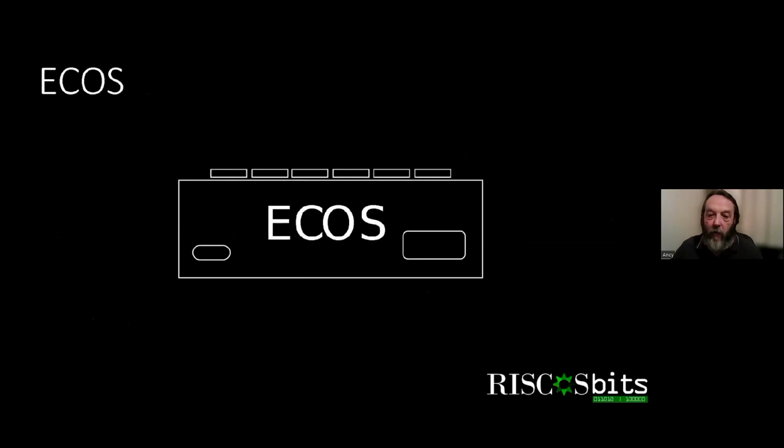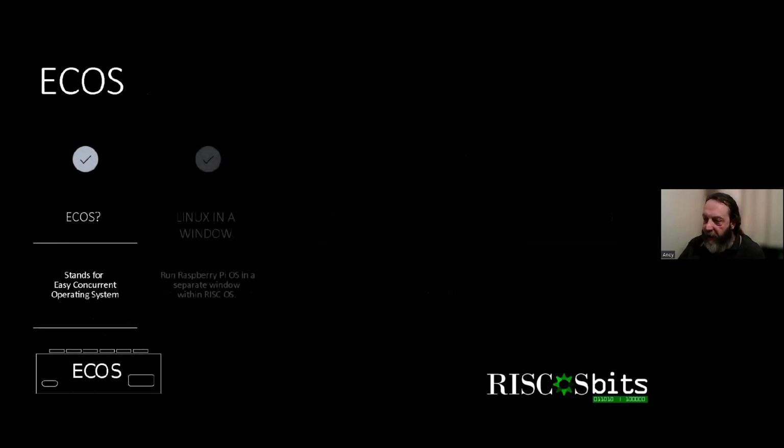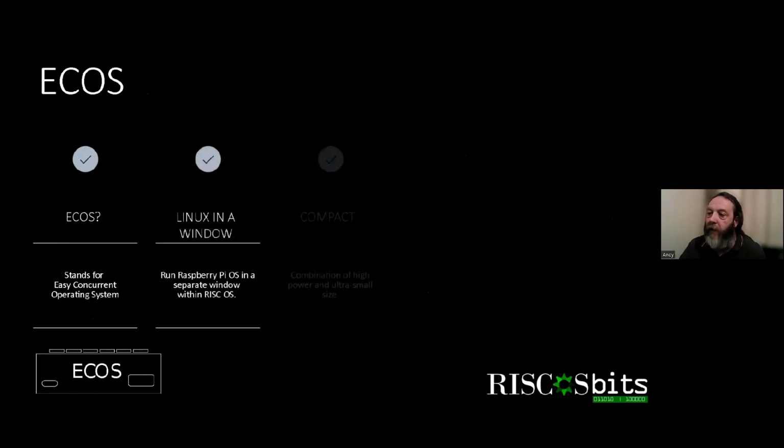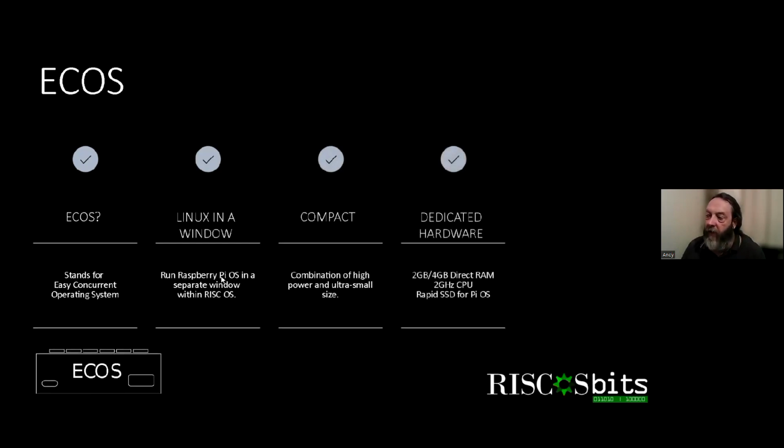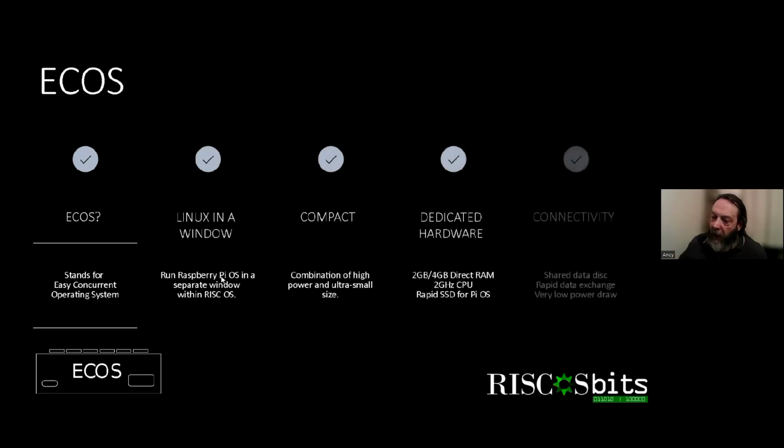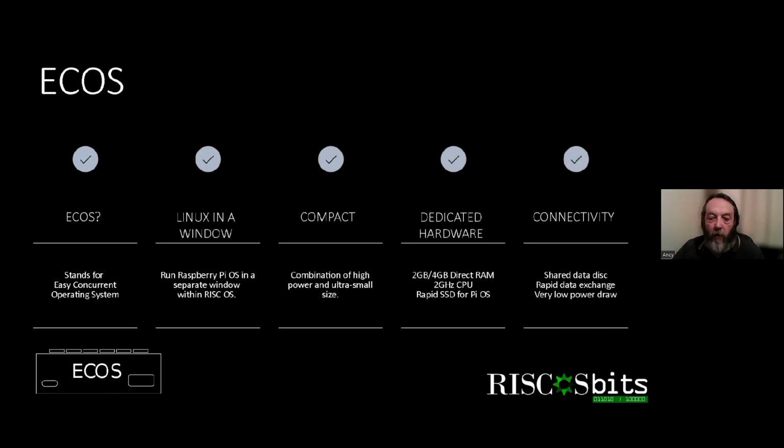The other thing we're currently looking at that comes along with FAST is something that we're currently calling ECOS, or Easy Concurrent Operating System. So we've done EDOS, which is Easy Dual, but with EDOS you tend to pick which one you want to be in. With this one, we're trying to make it so that you can be in both at the same time. So you can run Raspberry Pi OS in a separate window within RISC OS, which is useful to us. There are some things we can do, some things we can't do that Linux can do better.